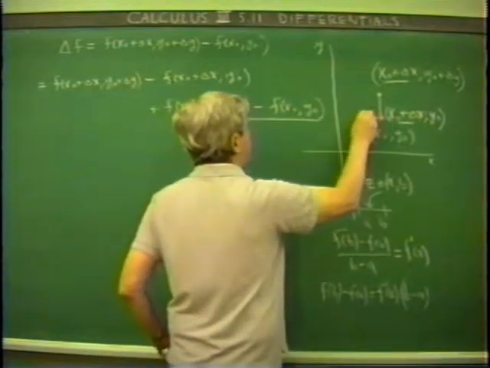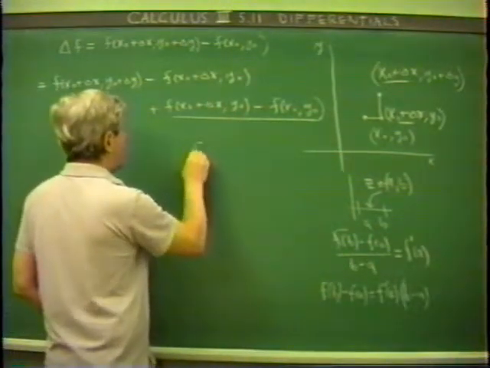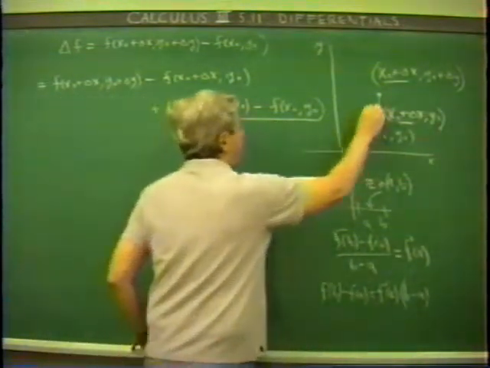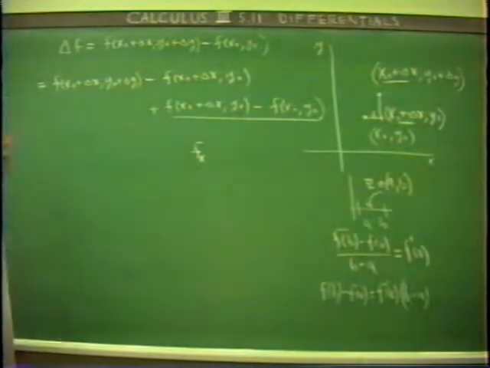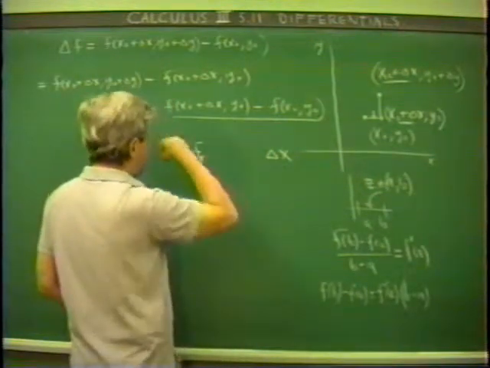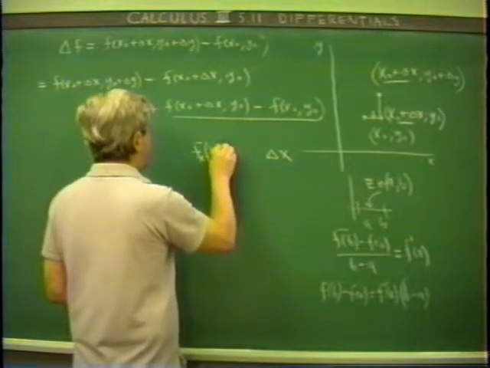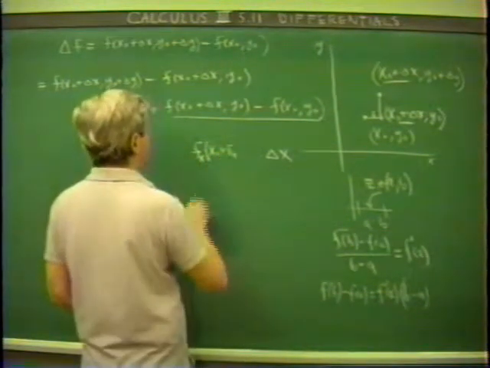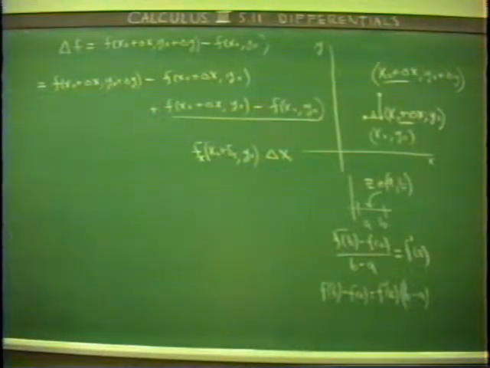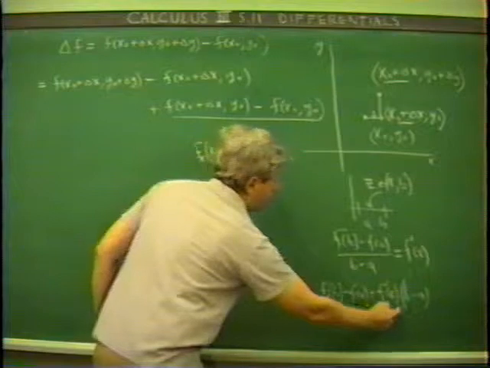And what that means is this. This difference right here is the difference between the value of the function at this point and the value at this point right here. So it's going to be equal to the partial derivative with respect to x at some point in between here times delta x. So it's equal to the partial with respect to x at, let's say, x naught plus delta 1, y naught, times delta x.